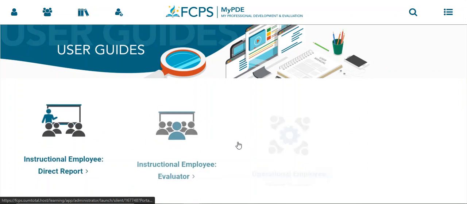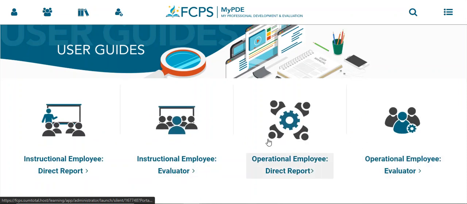Within the evaluations, you'll see four icons. Teacher evaluations, any user guides that you want to learn are under instructional employees, direct reports. And for administrators that are evaluating, their user guides are under the evaluator, instructional employees. For operational employees, such as janitors, service people, that's going to be under the operational employees, direct reports. And for evaluators, admins to evaluate them, those user guides will be under the evaluator operation. But we're going to concentrate on the instructional employees today.